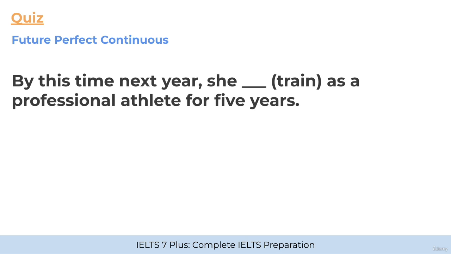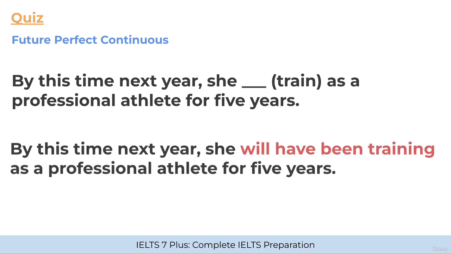And then another question. This time we're switching back to the future perfect continuous. By this time next year, we've only got train this time, so bit trickier, as a professional athlete for 5 years. Okay, so maybe now you're confident with these tenses, you might know what we need to put in there. Have a think about this one. We can say, by this time next year, she will have been training as a professional athlete for 5 years. Okay, there we have it.